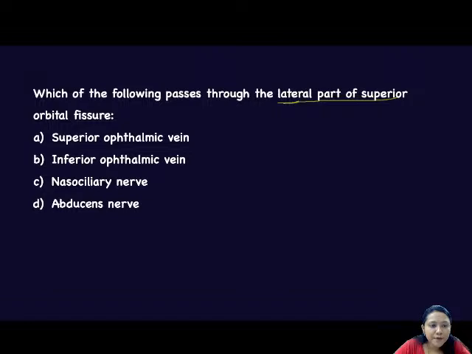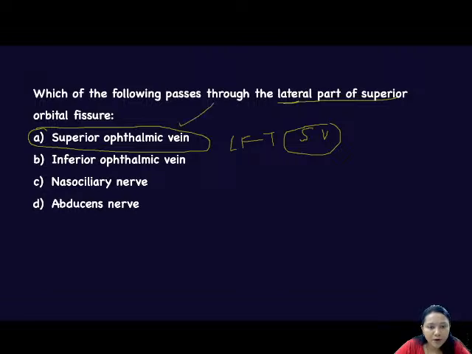The answer is as easy as that: the superior ophthalmic vein. So we have the LFT and the superior ophthalmic vein. So that is the content, and the answer will be the superior ophthalmic vein. Okay? So this came in one of the FMG questions.